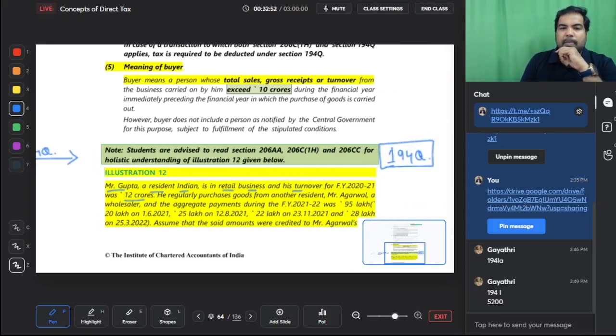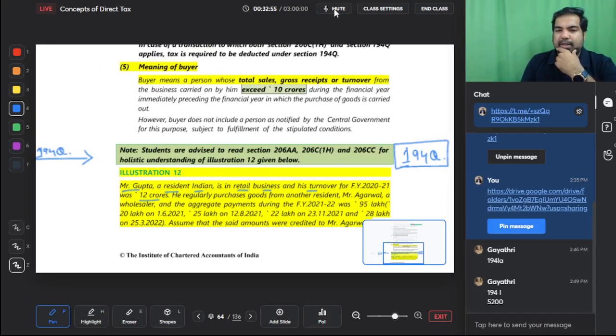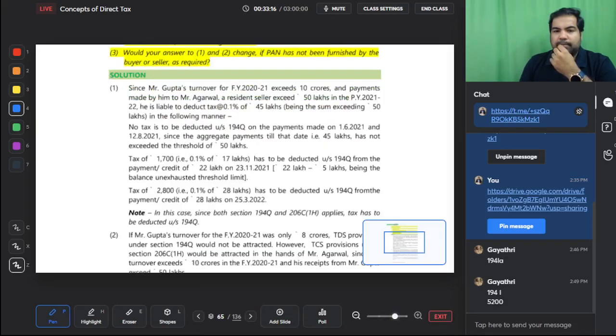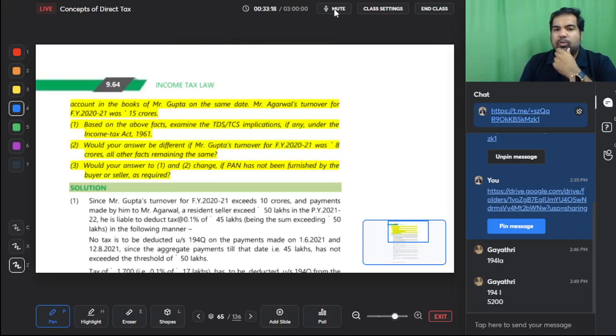So let's check. He has purchased goods from another resident, Mr. Agarwal, a wholesaler, and aggregate payments during the financial year were 20 lakh, 25 lakh, 22 lakh and 28 lakh. So 20 plus 25 is 45, 45 plus 22 is 67, and 67 plus 28 is 95 lakh. Assume that the said amounts were credited to Mr. Agarwal's account in the books of Mr. Gupta on the same date.